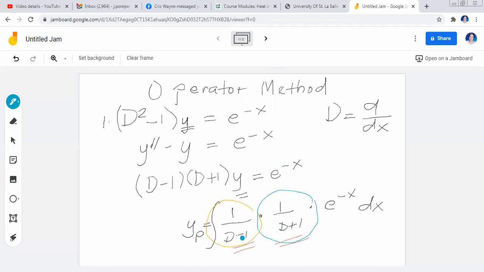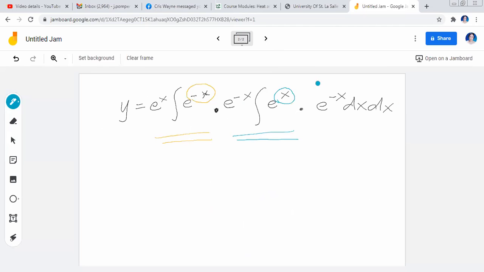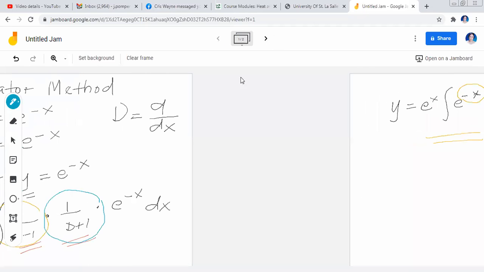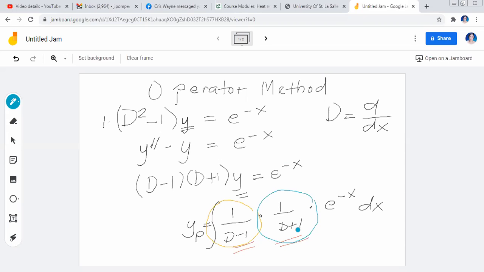So if you have several, let's say, for example, a 1 over D minus 1 times a 1 over D plus 1 times 1 over D minus 2, you will have to add here another integral depending on the factors of the D, of the operator that you see here. Now, by the way, it's a requirement in the operator method that this left side is factorable. If this is not factorable, you don't need to use the operator method because it will only work for such cases.